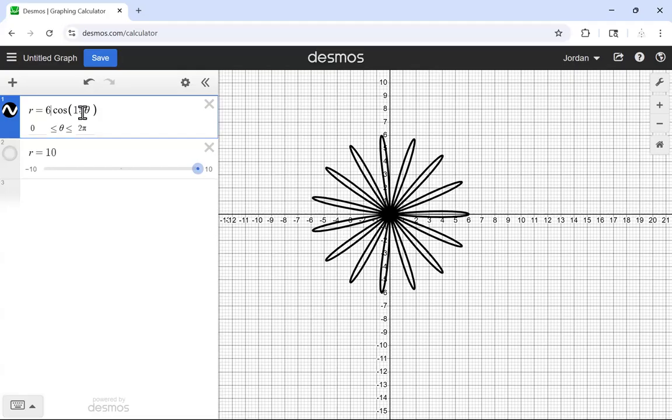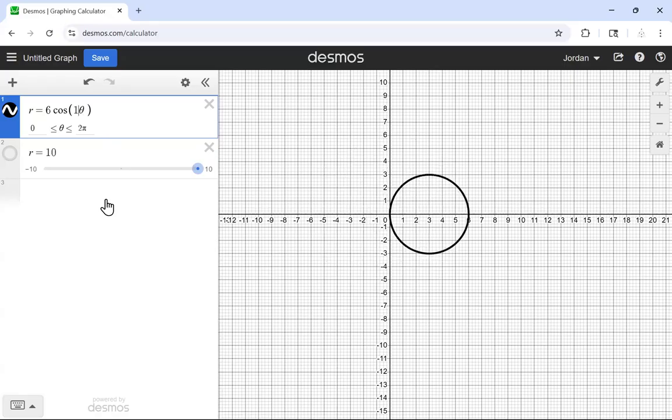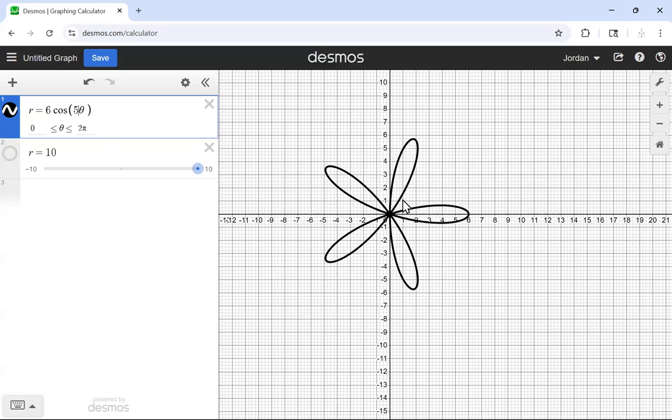Now, notice that all of the numbers I put in front of theta, the numbers on the inside of the argument, were odd. If I make that odd number 1, this is just a single circle. So we only get one circle. If I had 3, I'd get 3 petals. 5, I'd get 5 petals. Now here's the weird thing.